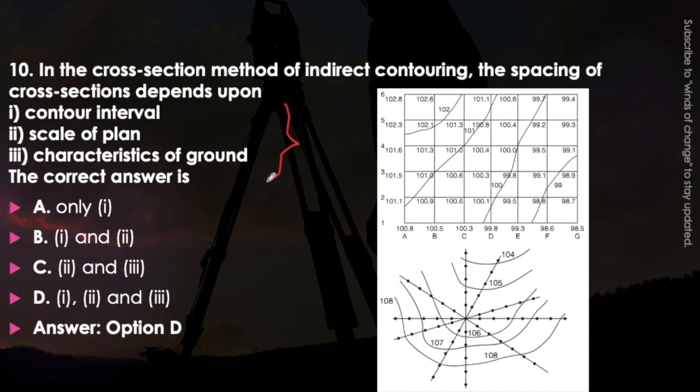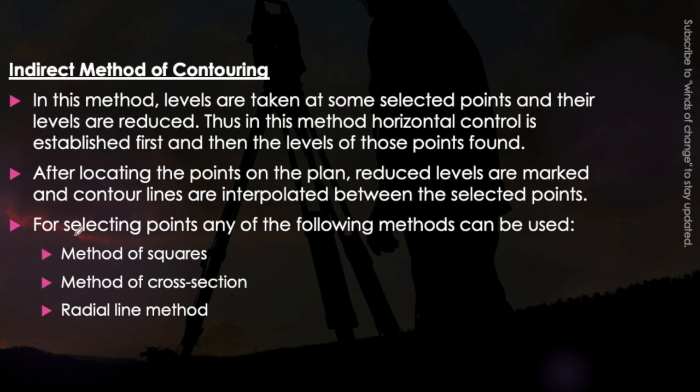In the direct method of contouring, we find out the reduced level of various points, then we join them. While in the indirect method of contouring, we work in a different pattern, either this kind of grid pattern or radial pattern, in which we have to find out the reduced level at various points according to our choice of the method adopted for indirect contouring. So it will depend upon the contour interval, the scale of the plan, as well as the characteristic of the ground. This is the indirect method of contouring.